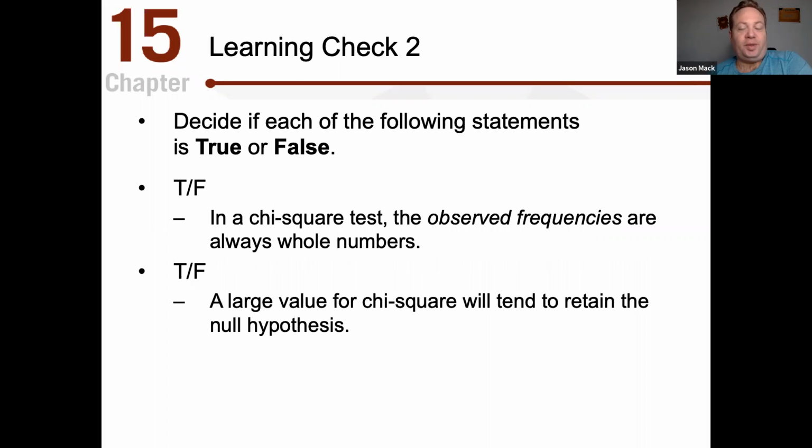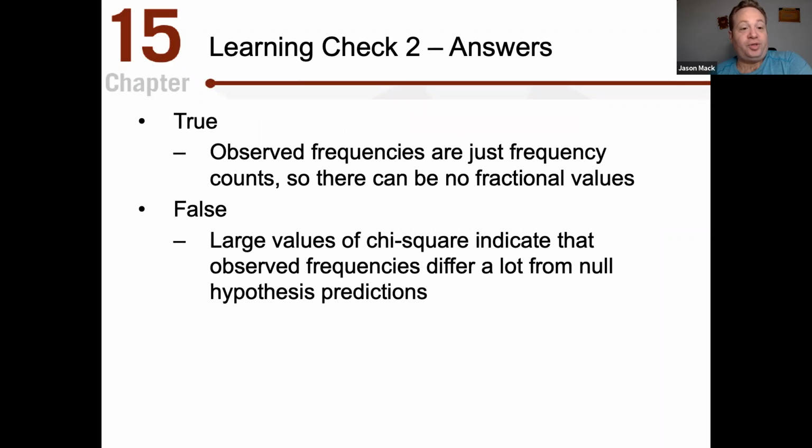Decide if each of the following statements is true or false. In a chi-square test, the observed frequencies are always whole numbers. A large value for a chi-square will tend to retain the null hypothesis. Our first one is true. Observed frequencies are just frequency counts, so there can be no fractional values. Our second one is false. Large values of chi-square indicate that observed frequencies differ a lot from null hypothesis predictions.